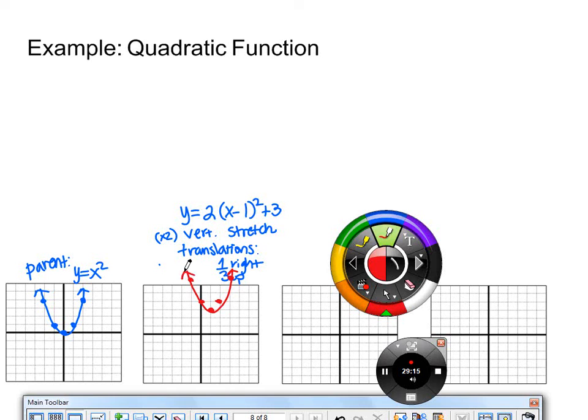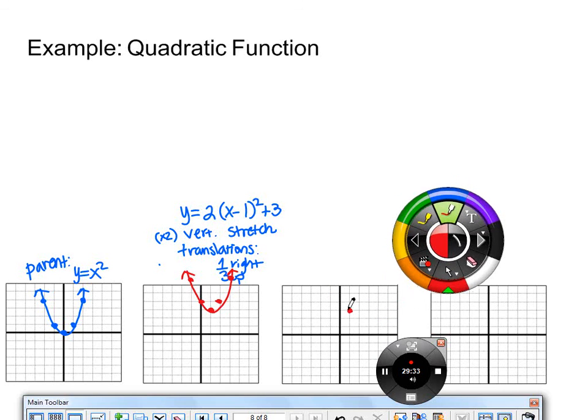But there is another change. What's the other change that I haven't done yet? The stretch, okay? What are we stretching from? What are we measuring things from and saying, oh, I'm going to make their distance bigger? The vertex, okay? The vertex. So this guy's going to stay at 1, 3. But these points around it, I'm going to change their vertical distance because I'm just doing a vertical stretch.